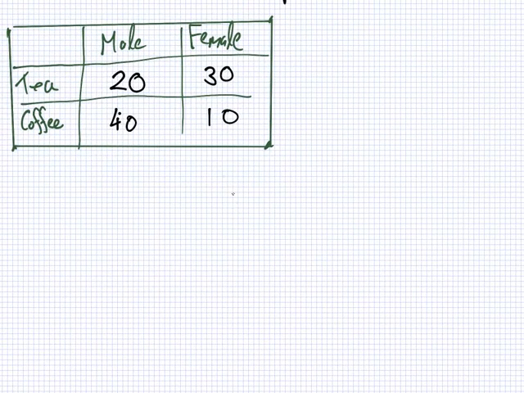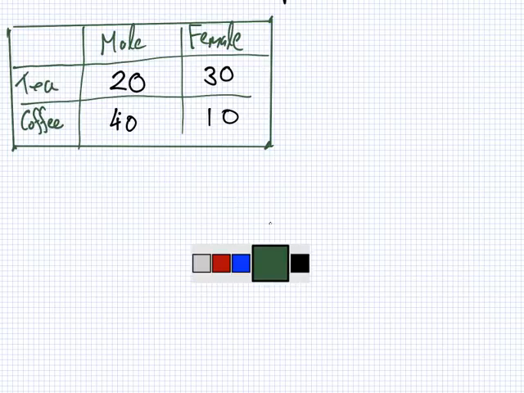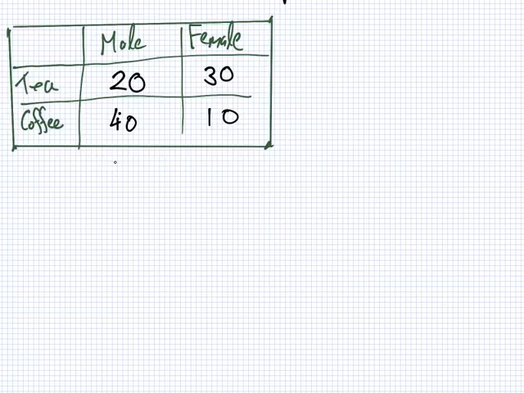Okay. So, often with these tables, the first thing you should do is calculate totals. Here you can see 20 men drink tea and 40 men drink coffee. So how many men in total? 60. 30 women drink tea and 10 women drink coffee. 40. So in total there is 100 men and women.